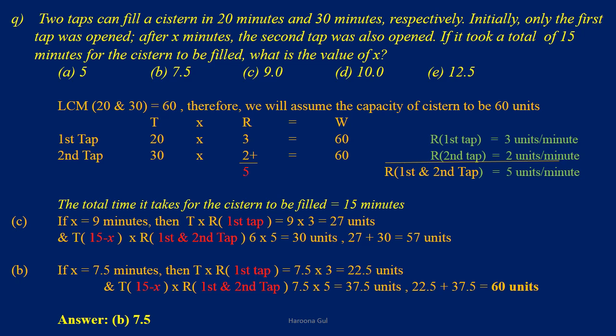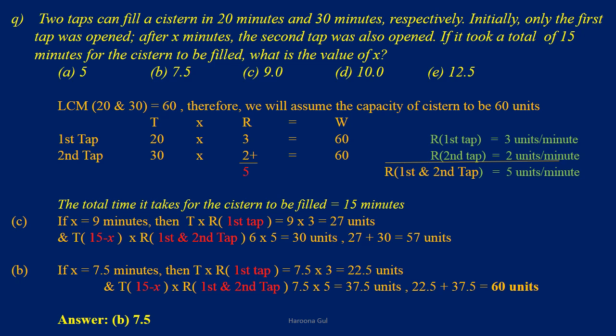Let us now test each answer option, starting from option C, because the answers are always in ascending or descending order, which gives us a clue to go upward or downward in testing answer choices. Now, as mentioned in the question, the total time it takes for the cistern to be filled is 15 minutes. So if it takes 9 minutes for the first tap to start filling the cistern, then it is going to take the first and the second tap 6 minutes to completely fill the cistern, right?